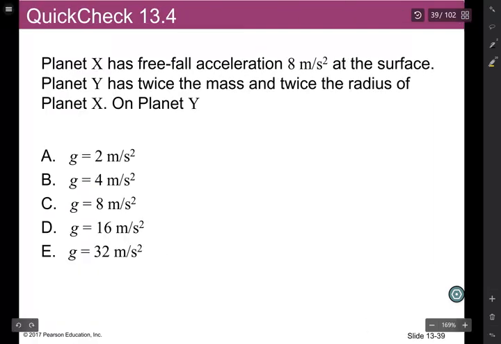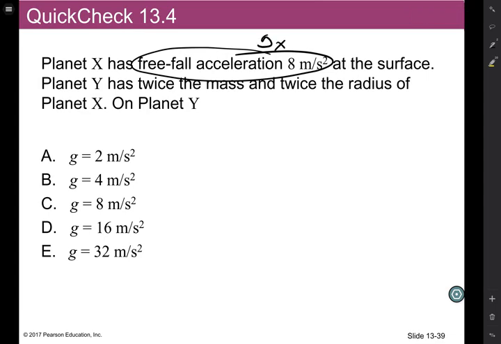So let's put some of these pieces together. We know planet X's free fall acceleration. This right here is little g for planet X. That's what that means. Now we know the properties of a different planet, planet Y. What's the acceleration going to be there? Well, g is GM over r squared.